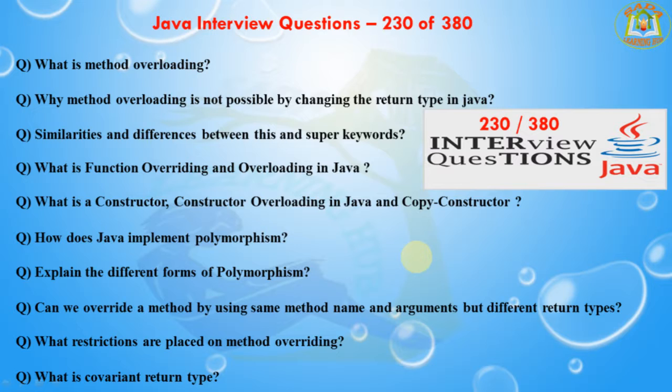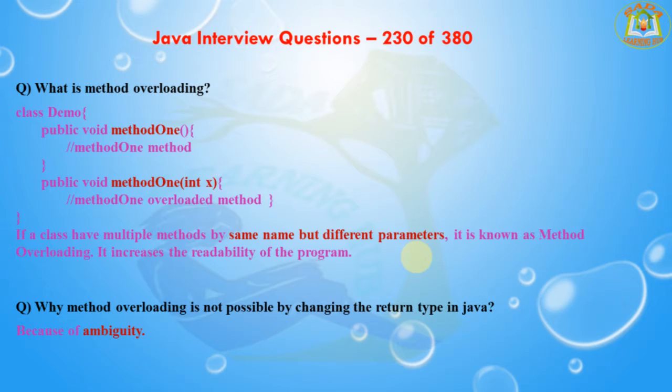Today's session we are going to learn the most important Java interview questions. The first one is, what is method overloading? If a class has multiple methods with the same name but different parameters, it is known as method overloading. It increases the readability of the program. Method overloading means multiple methods with the same name but different parameters.